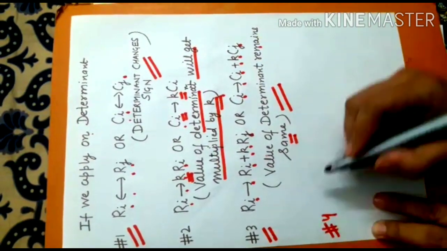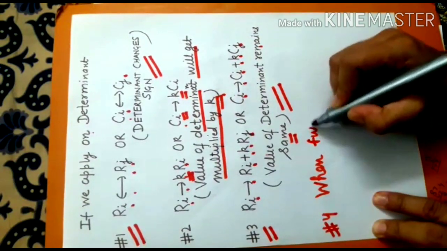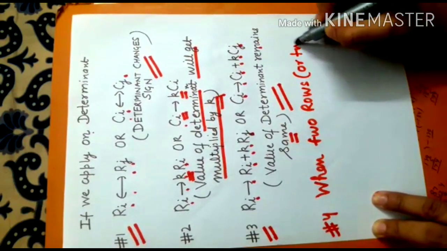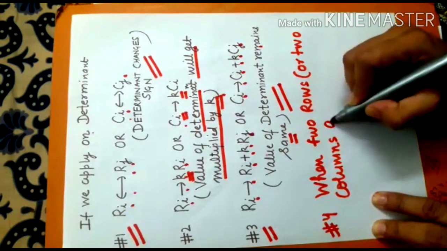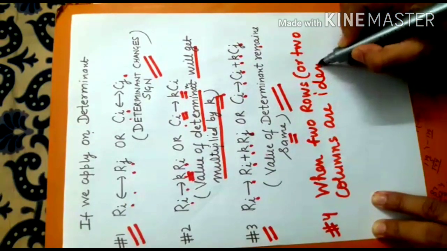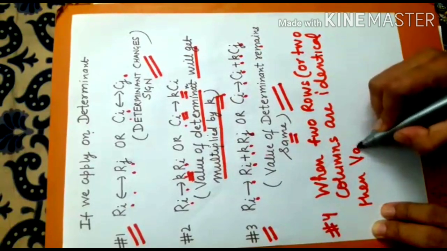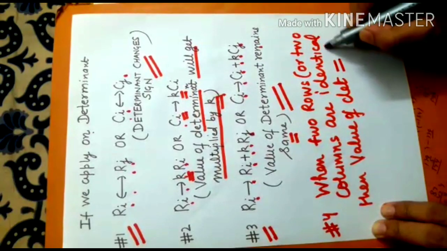That is, the value of the determinant will remain the same. And fourth, when two rows or two columns are identical, then the value of the determinant is 0.